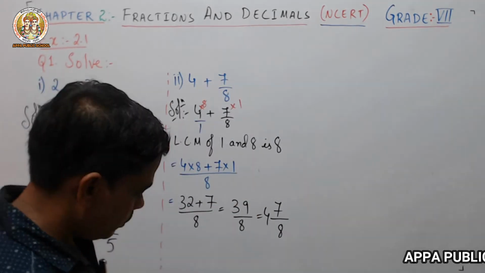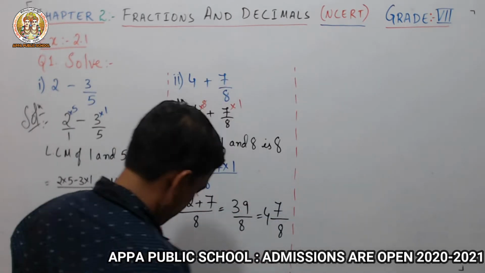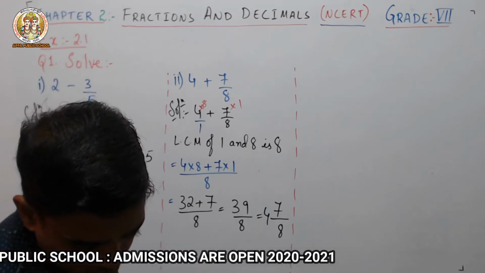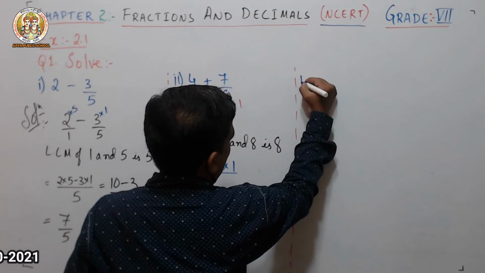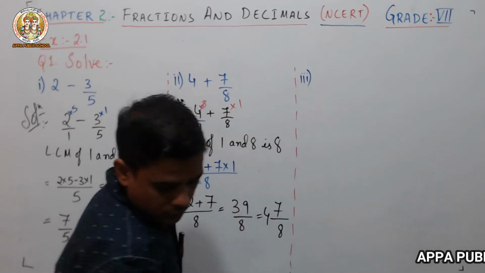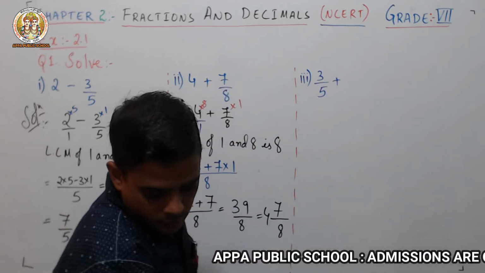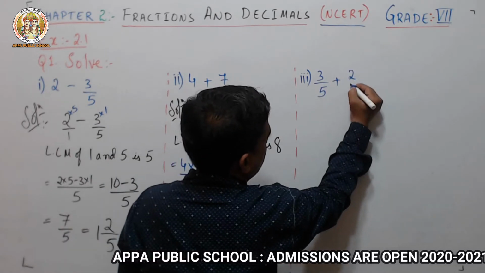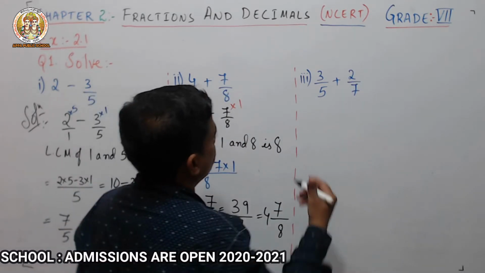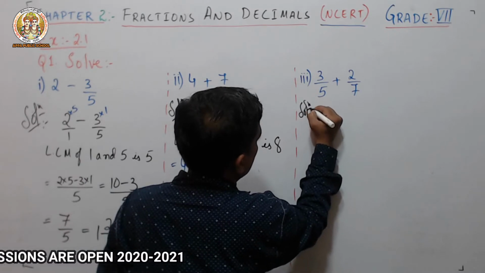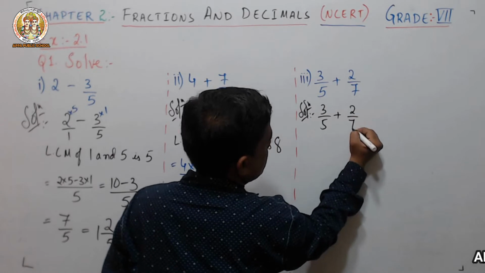Next question. Next one, the third question. What is the third question? Third bit under question number 1: the question is 3 by 5 plus 2 by 7. So I'll solve it once again. Solution: 3 by 5 plus 2 by 7, right?